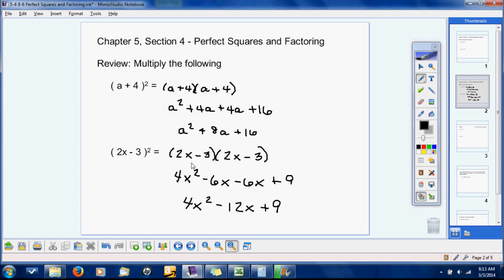These two examples are what we call perfect square trinomials. The beginning term and the ending term are both perfect squares, and the middle is twice the product of the two terms in the binomial. First term and last term are both perfect squares, and the middle term is 2 times what you get when you multiply the two terms of the binomial. That's what a perfect square trinomial is.